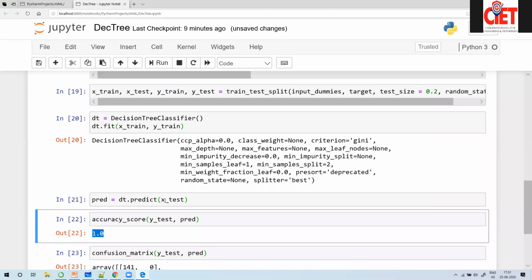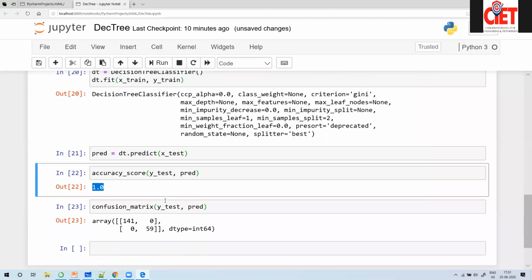But anyway, decision trees are always very, very beautiful in the way they are working. So we got a score of 100% accuracy here. Amazing.